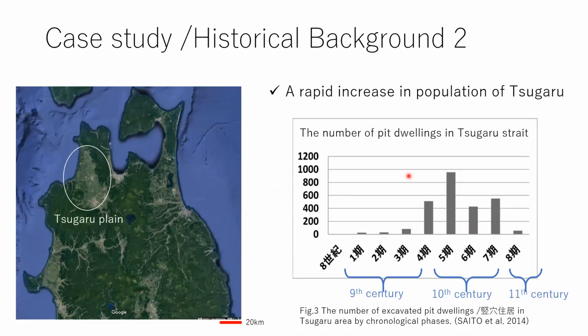Emishi people in Tsugaru Plain were one of the largest Emishi groups in this area, and they were also independent, even though they were recorded in written sources in the 9th century. Very few village sites were found. Most of the archaeological sites which were excavated in Tsugaru Plain belong to the 10th century. Figure 3 shows that the number of pit dwellings increased rapidly in the late 9th century and the early 10th century. This could not be just the population growth of local people.